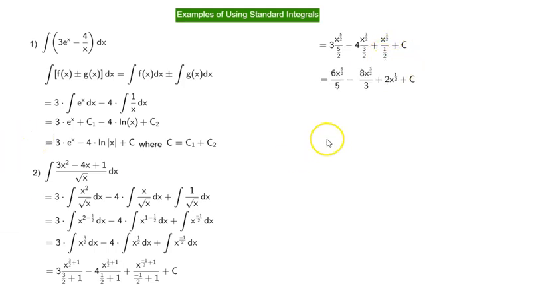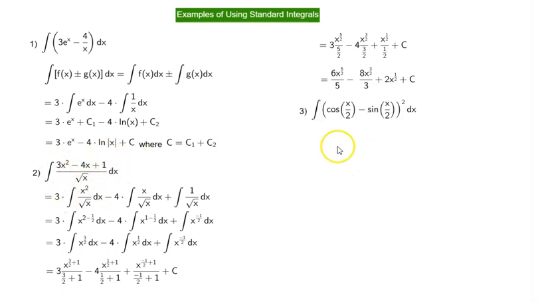Simplify it again. So here the 2 that is there at the bottom, they all go to the top. So 3 times 2, 6x to the power of 5 by 2 by 5 minus 8x to the power of 3 by 2 by 3 plus 2x to the power of 1 by 2 plus c. So that is the integral of this function.